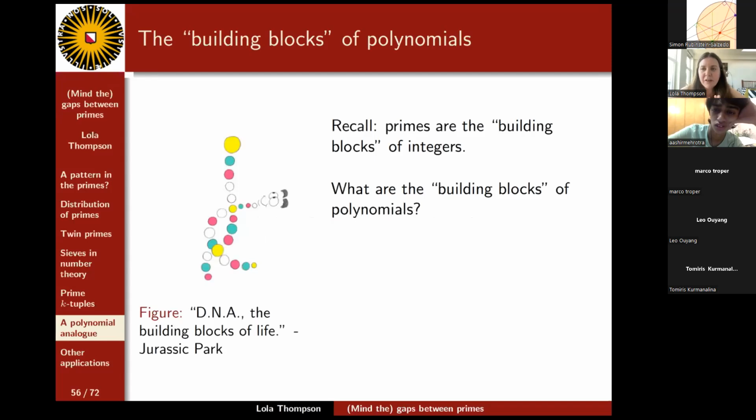Remember back on my first slide, we talked about primes being the building blocks of the integers. So one question we could ask is, what are the building blocks of polynomials? Does anybody know what you use to make other polynomials? There's a word for this. If someone wants to unmute themselves, they can say it. If not, I'll give you the vocabulary word.